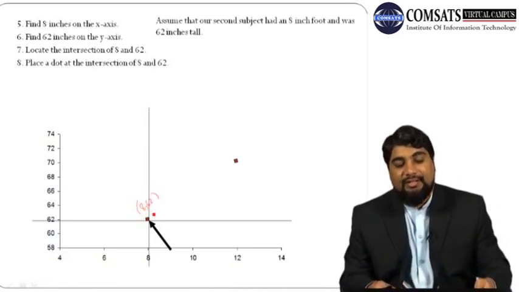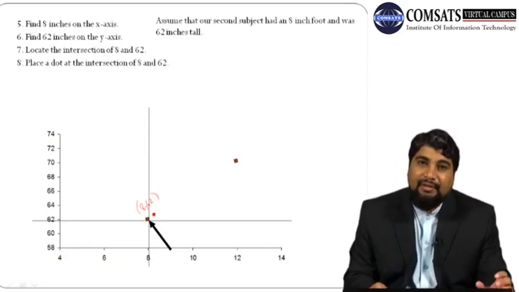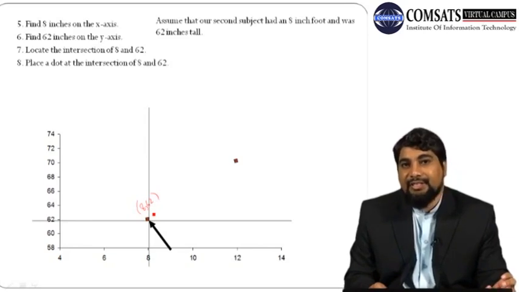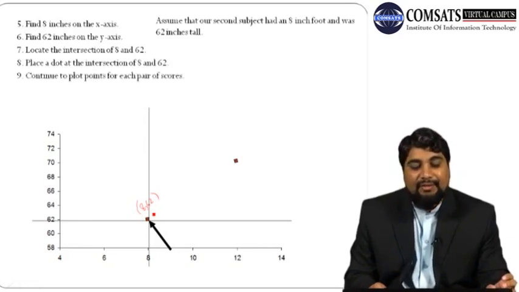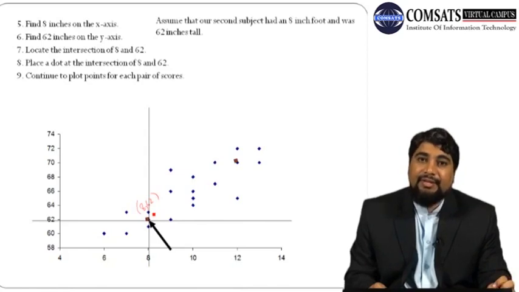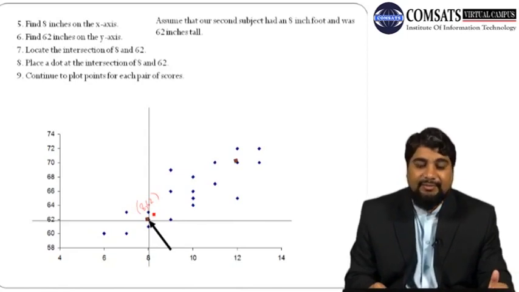Similarly, you can draw all the ordered pairs, all the information related to the 20 subjects in your data set. Continue to plot points for each pair of scores. Here is the full scatter plot. This is how you can construct a scatter plot given any data on two variables x and y.